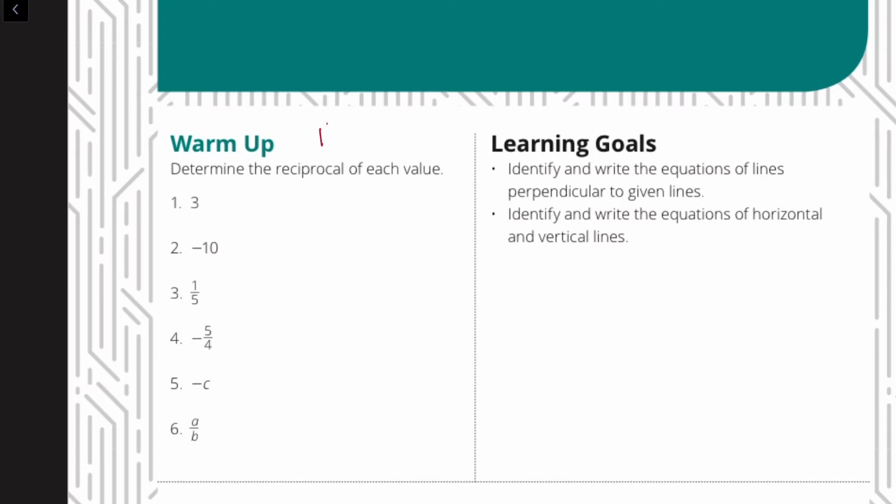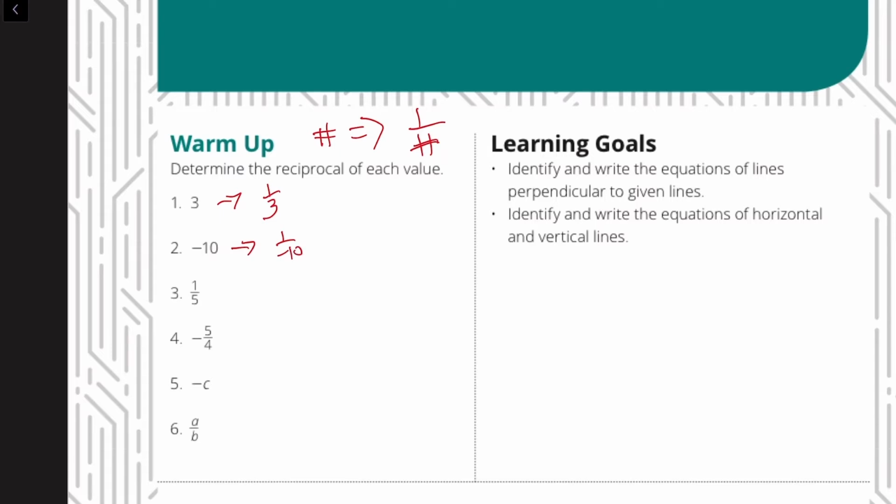So whatever number you start with, if you're going to do the reciprocal, then you're going to do 1 divided by that number. If we start with 3, then that's going to become 1 over 3. Negative 10 is going to become 1 over negative 10.